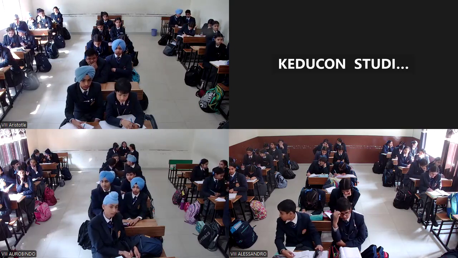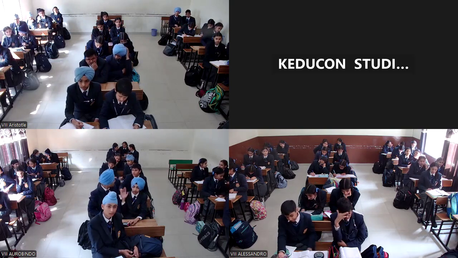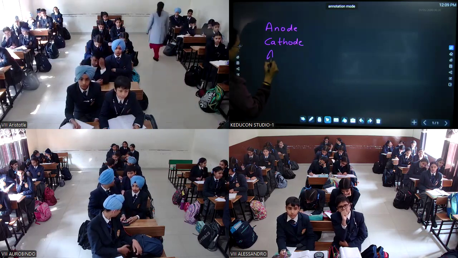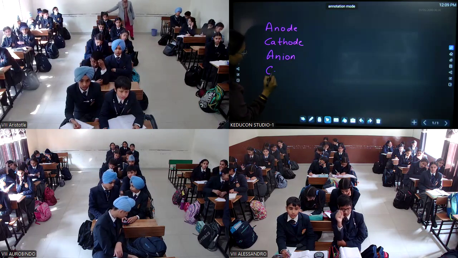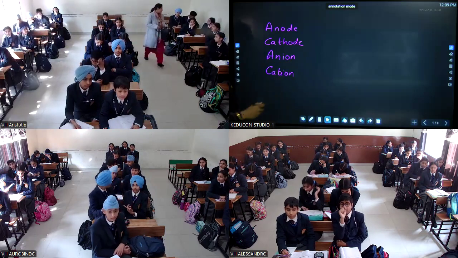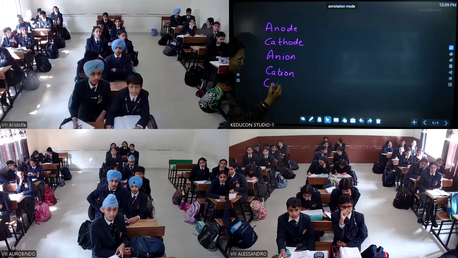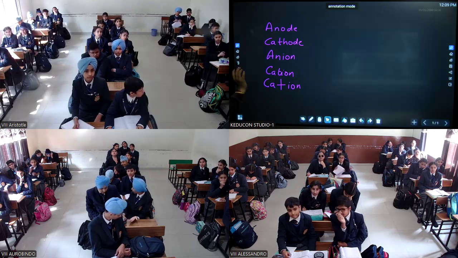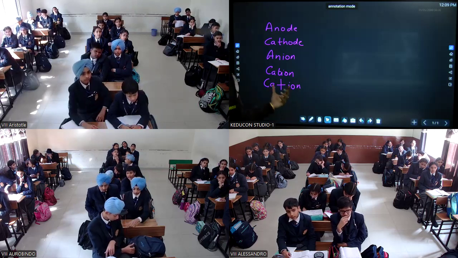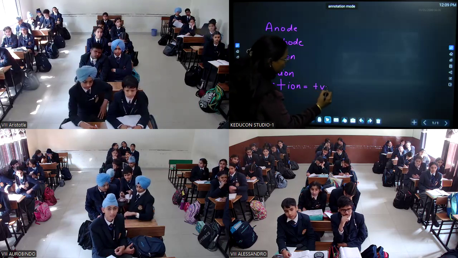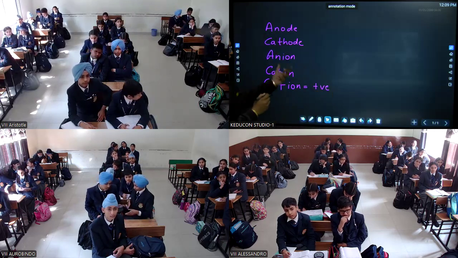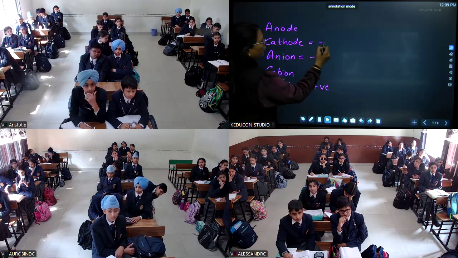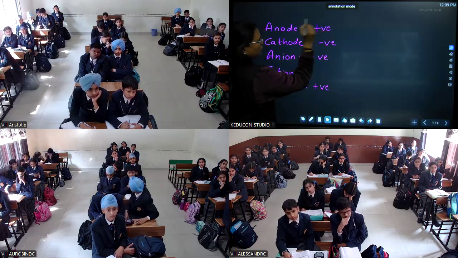See, we have anode. We have cathode. We have anion. And we have cation. See, cations are always positively charged. If you understand this, that cations are positively charged, the rest of everything will become easy for you to remember. Cations are positive, it means anions are negative. Cathode is always negative, and anode will be positive.